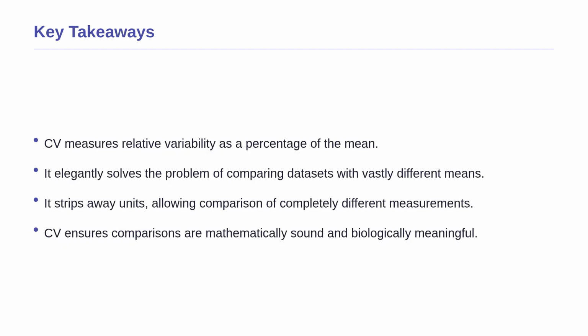We have covered a lot of ground today, so let us summarize the most important ideas. The coefficient of variance is an indispensable tool that measures relative variability by expressing the standard deviation as a percentage of the mean. It elegantly solves the problem of comparing data sets with vastly different averages, like our elephants and mice. Furthermore, by stripping away units of measurement, it allows us to compare completely different biological markers, like height and cholesterol.